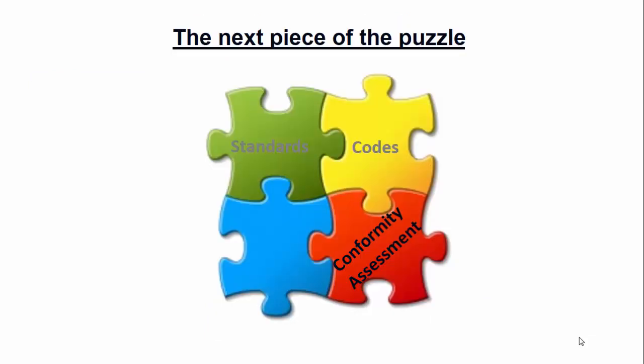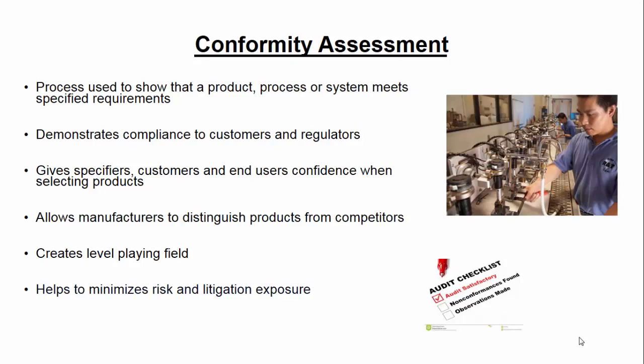So the next piece of the puzzle: conformity assessment. Conformity assessment is the process used to show that a product or a process meets specific requirements. You can demonstrate compliance to customers and regulators. It gives specifiers, customers, and end users confidence that the product is going to be safe when they select it. It also allows manufacturers to distinguish their products from the competitors. And most importantly for industry, it creates a level playing field. And while it doesn't eliminate it, it does help to minimize risks of litigation exposure.